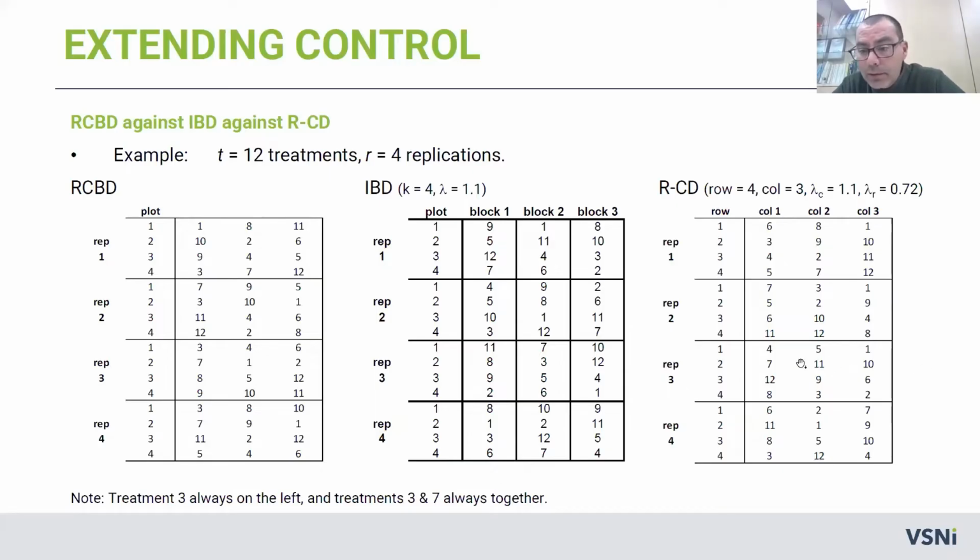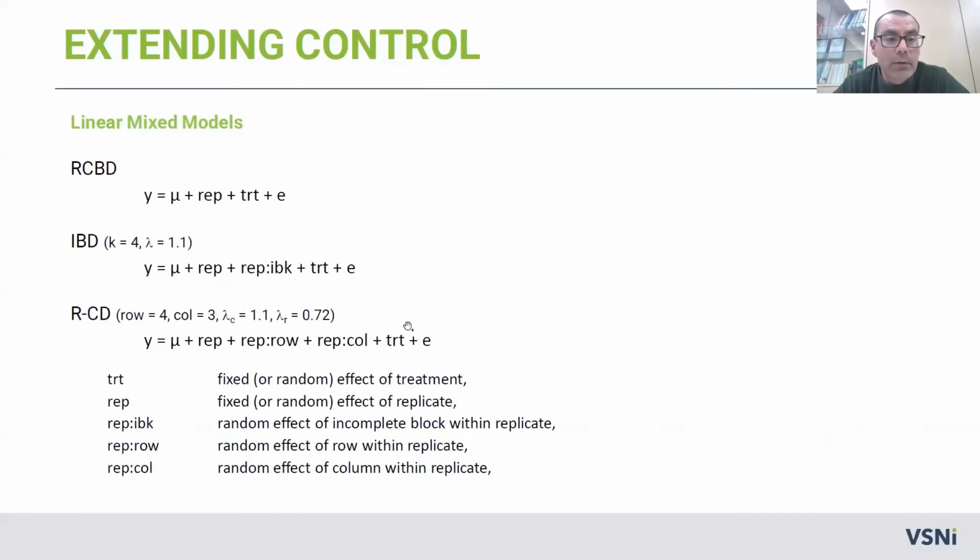On top of that, it also helps the row column designs to find different neighbors, and that has some implications when you have competition effects. Okay, so how do we write these models here? Well, briefly, for the randomized complete block design I showed you, there is a rep effect, then we have a treatment effect. You can have rep fixed or random, usually fixed. It's balanced, so it's not a problem, and orthogonal to treatments. And then you have the treatment effect, which could be fixed or random depending on what you want.